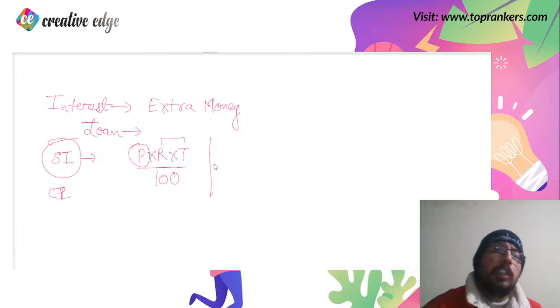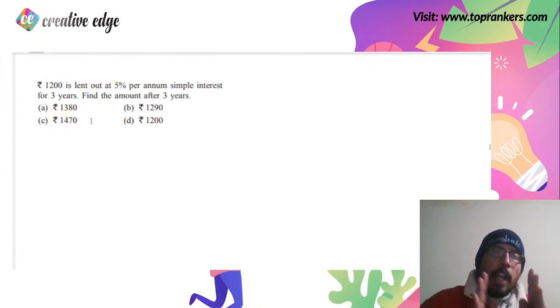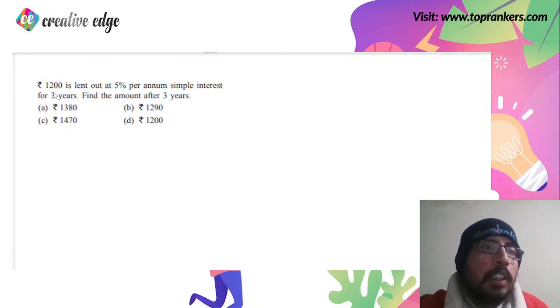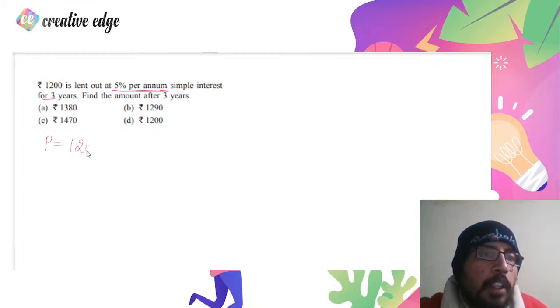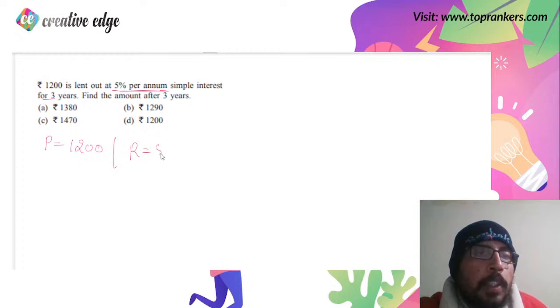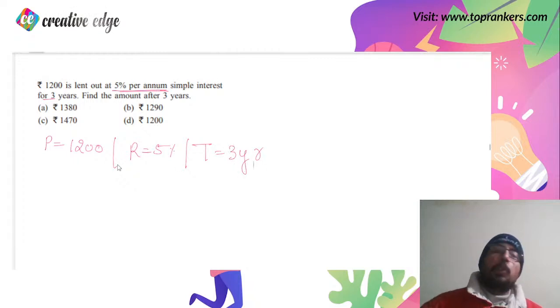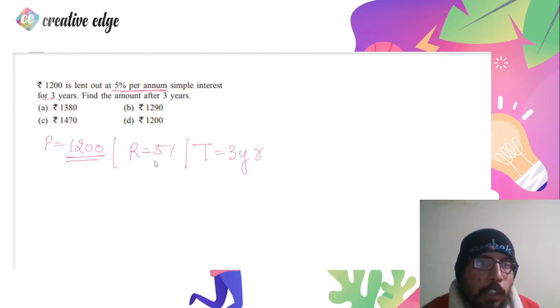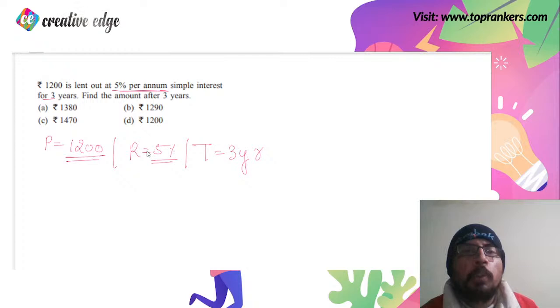This can be understood in this way as well. I will be explaining the first question by formula as well, and by the literal actual meaning of interest. For example, your question is that 1200 is lent out at 5% per annum simple interest for 3 years. That means you have been given principal equal to 1200, rate is 5%, and time is 3 years. So suppose you are given rupees 1200 when you needed it. You've been told that you will be charged extra at the rate of 5%. Now what exactly rate means, I will also be explaining, and for the period of 3 years.